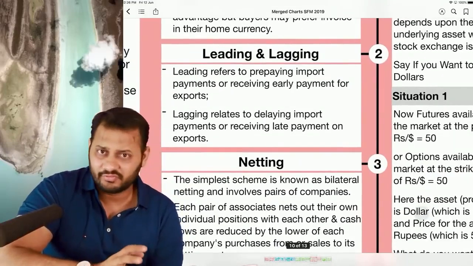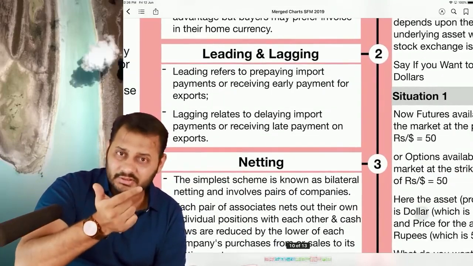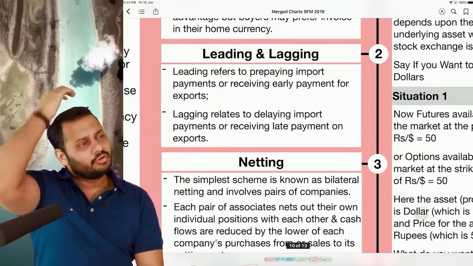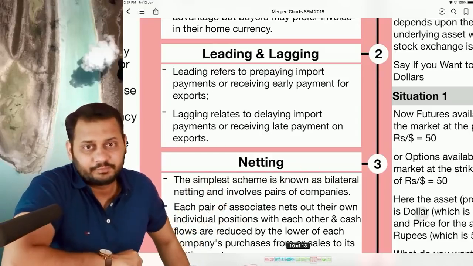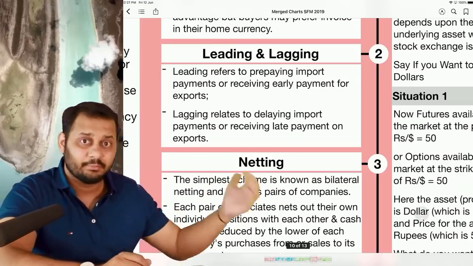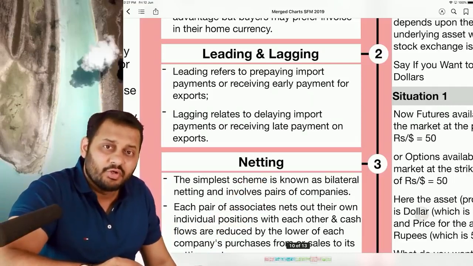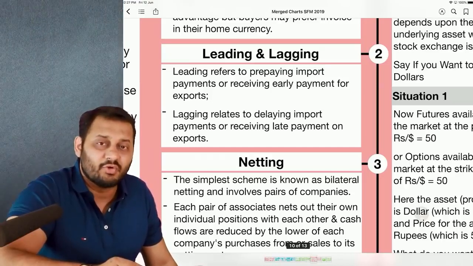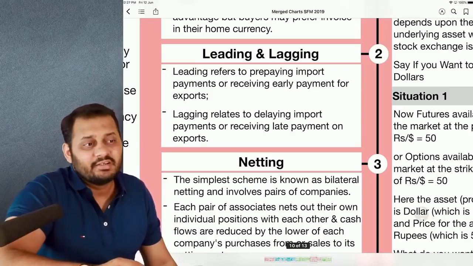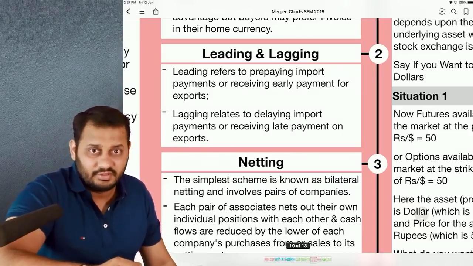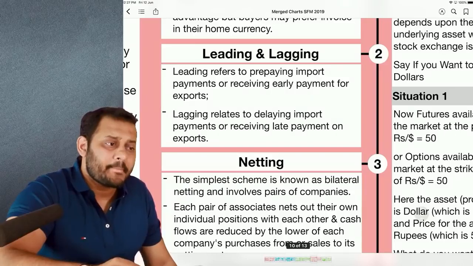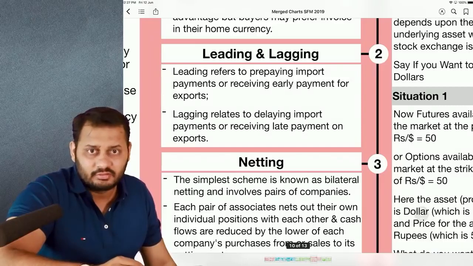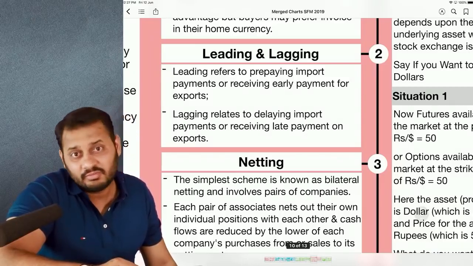So we have seen 4 different types: leading the receivable, leading the payables, lagging the receivable, lagging the payables. And in all those 4, where do you think the discount will arise? When you want to lag the payable, the other party will not agree and you will have to pay interest on the invoice value. Leading the payable will not attract a discount, but leading the receivable will attract a discount.